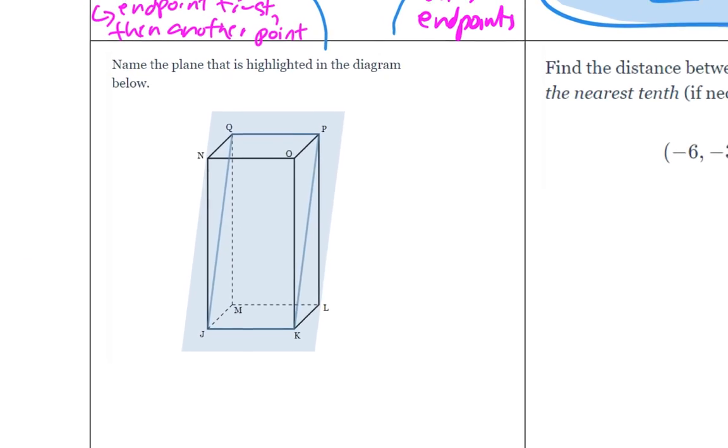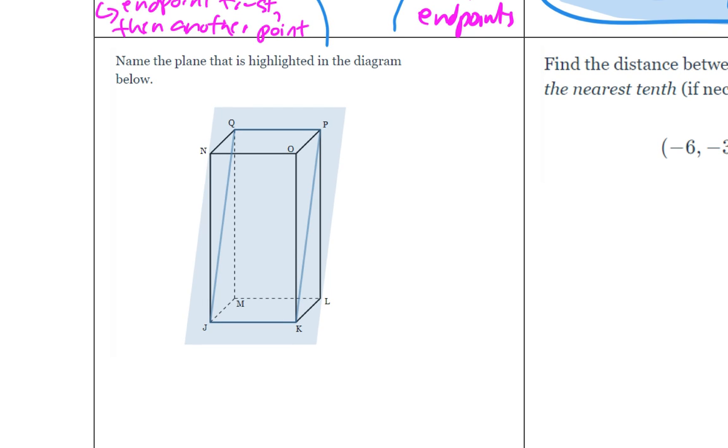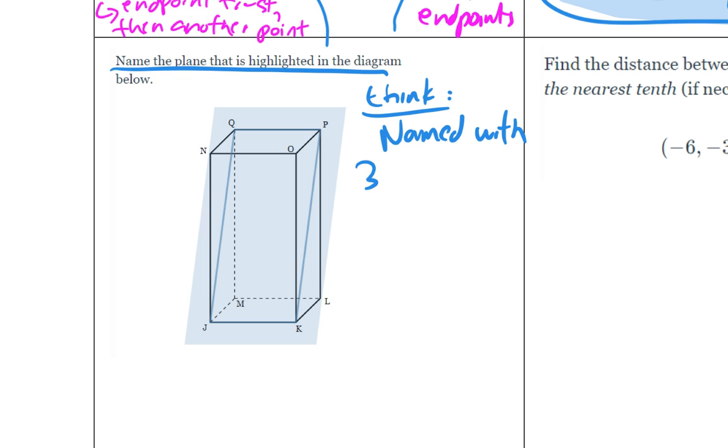All right, this one is name this plane that's indicated in the highlighted diagram below. On a plane, here's what we're going to think. It's named with 3 non-collinear points. You can name it different ways. If we see this blue one, the points that are on there are J, Q, P, and L, because it goes slanted. So we have to use 3 of those.